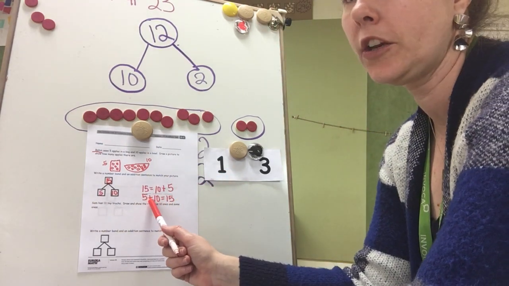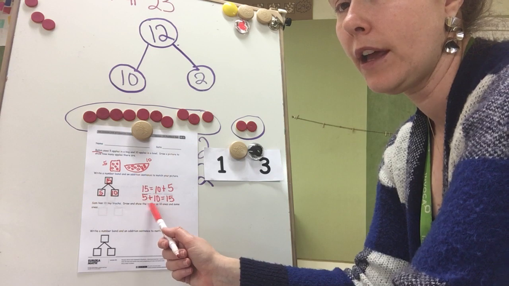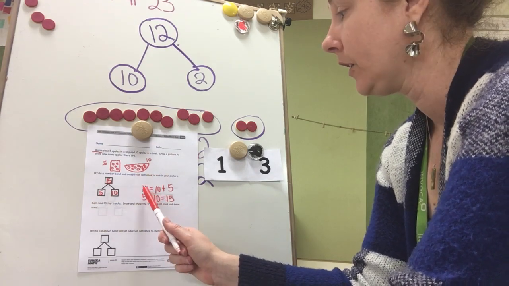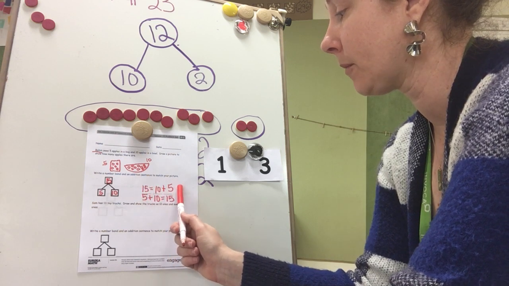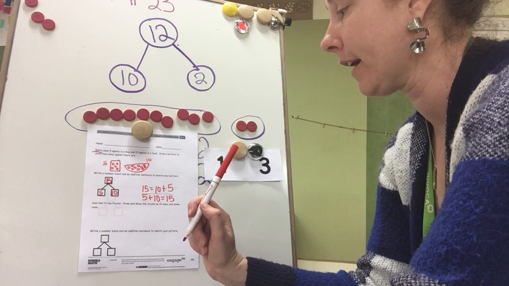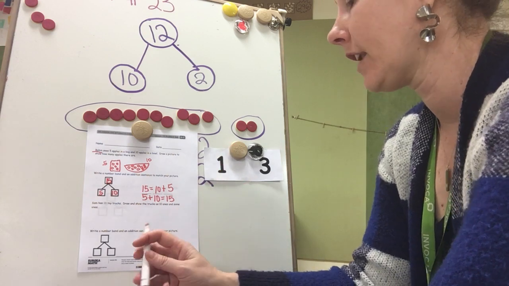Just make sure you're using the addition symbol and the equal symbol, and that they're the correct way, right? You could do the total in the front with the parts behind it, or you could do the parts in the front with the total in the back. Okay, let's go to the next question.